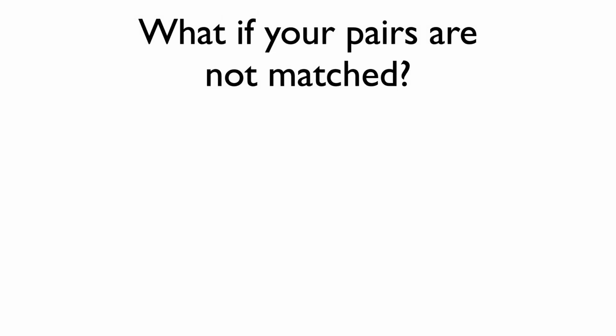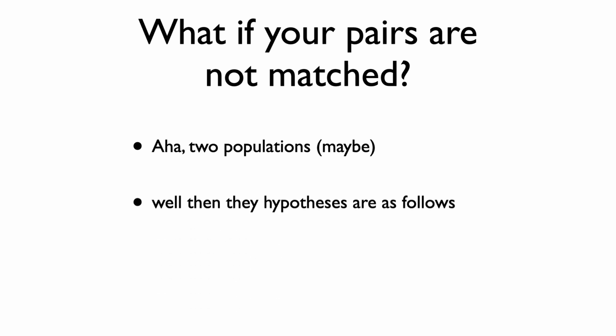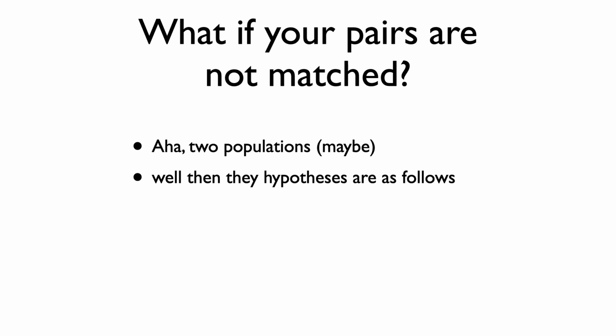What if your pairs aren't matched? This is our general case. This is the one that we're all used to. We might want to call this the independent sample t-test or the uncorrelated t-test. You'll hear that sometimes. This is the problem: they all have these different names. They're just t-tests. They're all the same formula. So maybe you have two populations. At least that's what you're trying to find out. So the hypotheses here are as follows. Our H0 is that mu1 equals mu2.